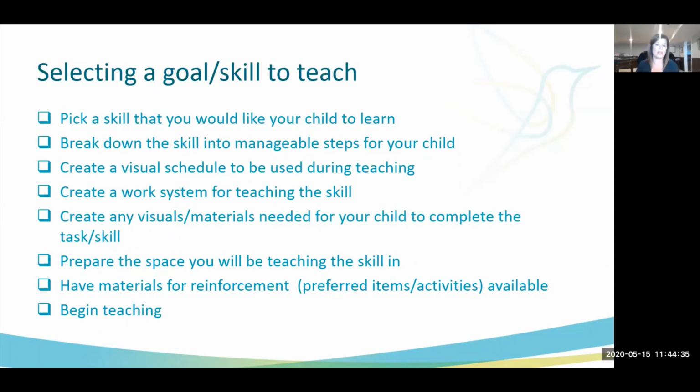So pick a skill that you would like your child to learn. Break the skill down into manageable steps for your child. So for example, the example I'm going to use is teaching your child to get dressed to go outside more independently. So you want to pick that skill. So let's break it down. So the child's going to put on shoes first, then hat, then coat, then outside.